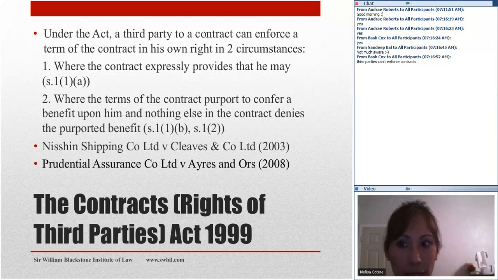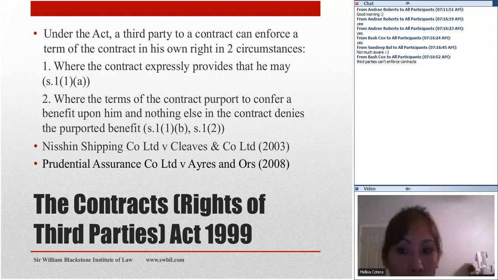So Cliff stated that under Section 1 of the Act that we have mentioned here, where the contract expressly provides that the third party may enforce the terms of the contract, the arbitral tribunal indicated that Cliff had a right to enforce the provisions in the charter parties under which Nishin agreed to pay Cliff's commission. And second, under Section 8 of the Act, Cliff had the right to enforce the substantive terms through commencing arbitration under the arbitration agreement in each charter party.